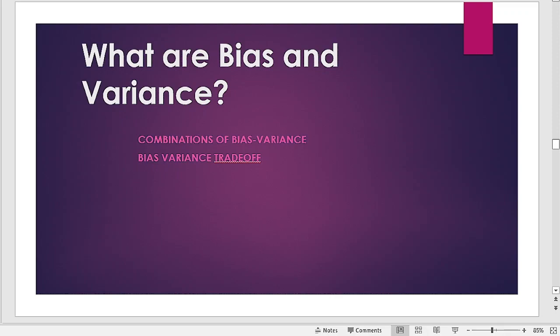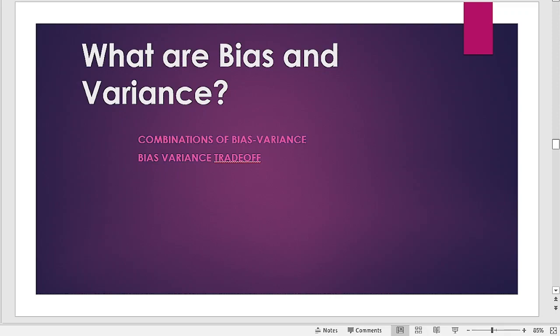Combinations of bias and variance. First is high bias and low variance. A model that has high bias and low variance is considered to be underfitting. Second, high variance and low bias. A model that has high variance and low bias is considered to be overfitting. Third is high bias and high variance. A model with high bias and high variance cannot capture underlying patterns. It is too sensitive to training changes. On average, the model will generate unreliable and inconsistent predictions.